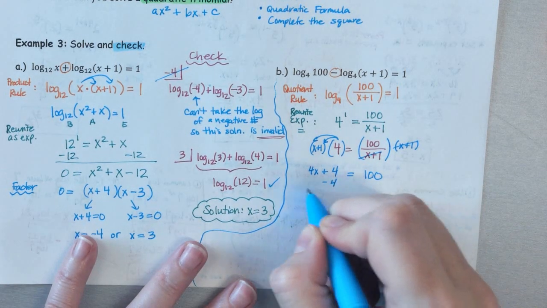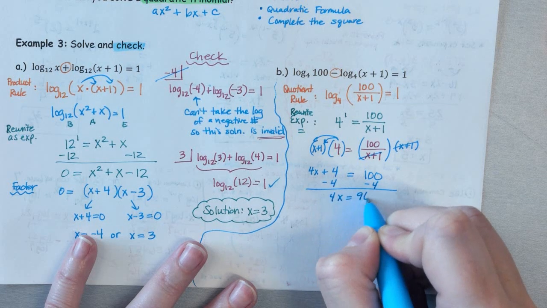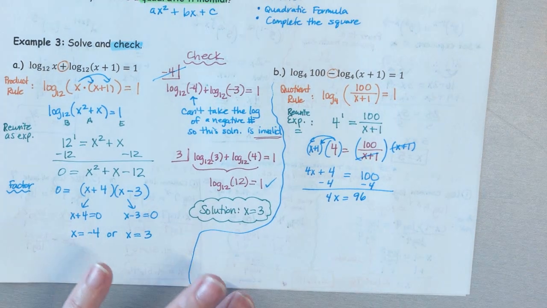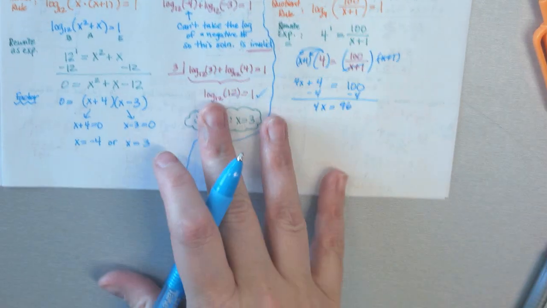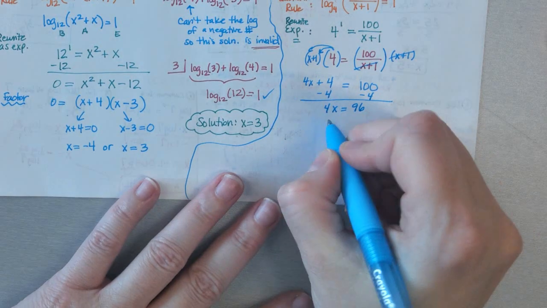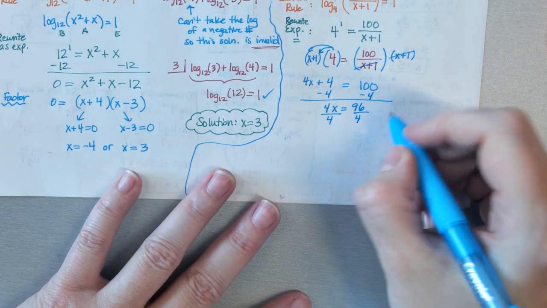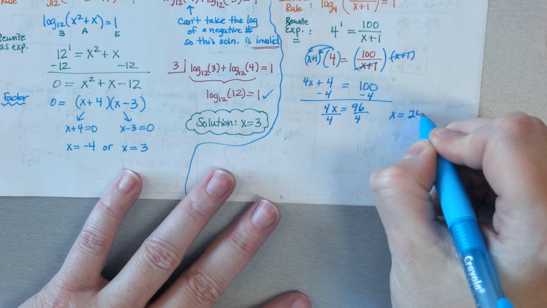Okay, so I'm just going to subtract 4 from both sides. So 4x equals 96. Okay, and then we're going to divide both sides by 4. We will get x equals 24.